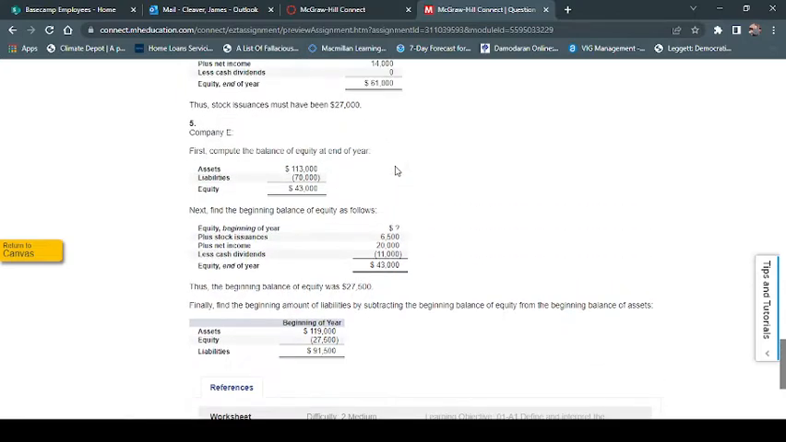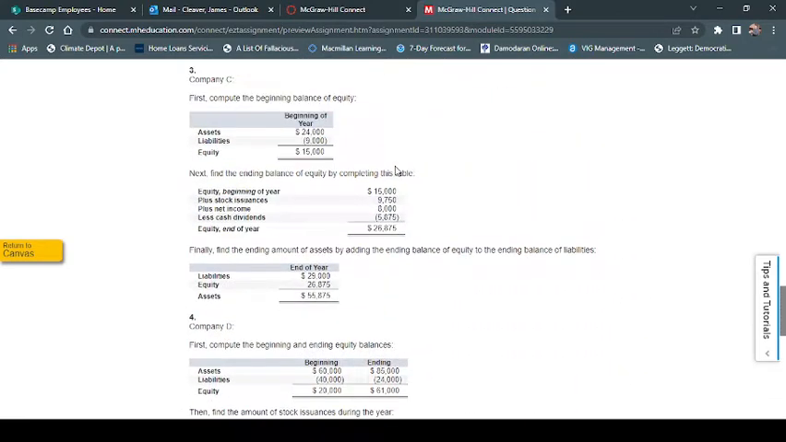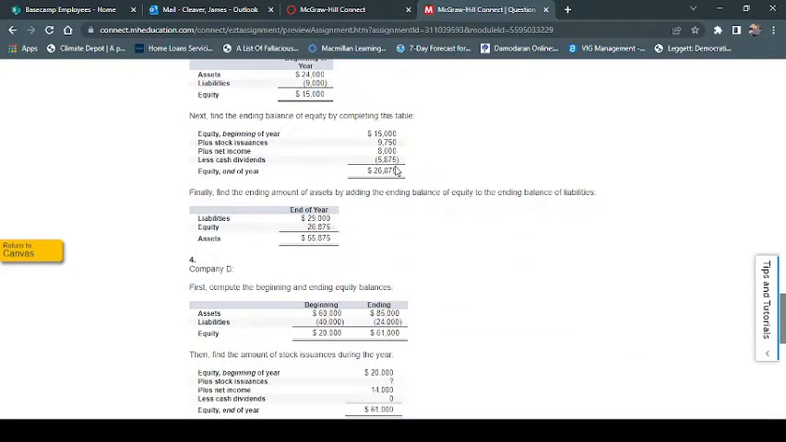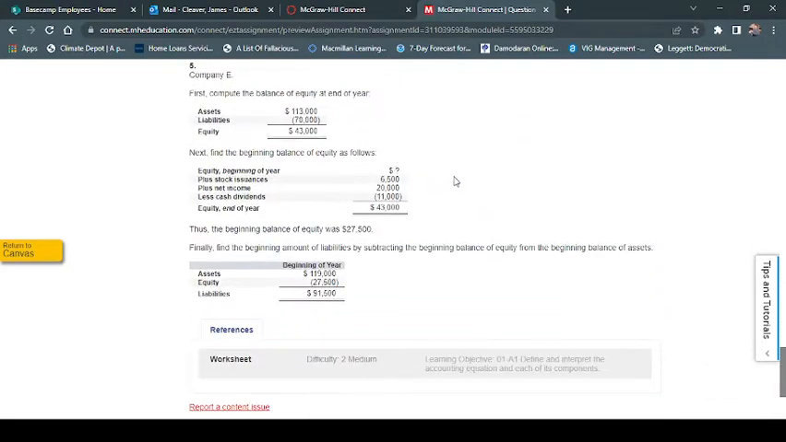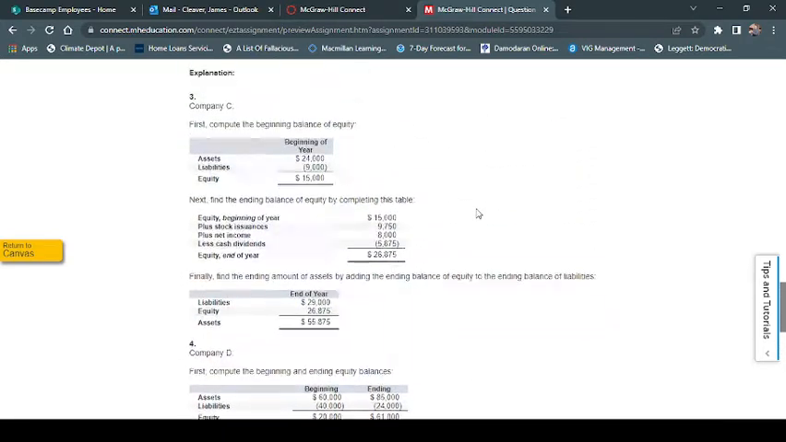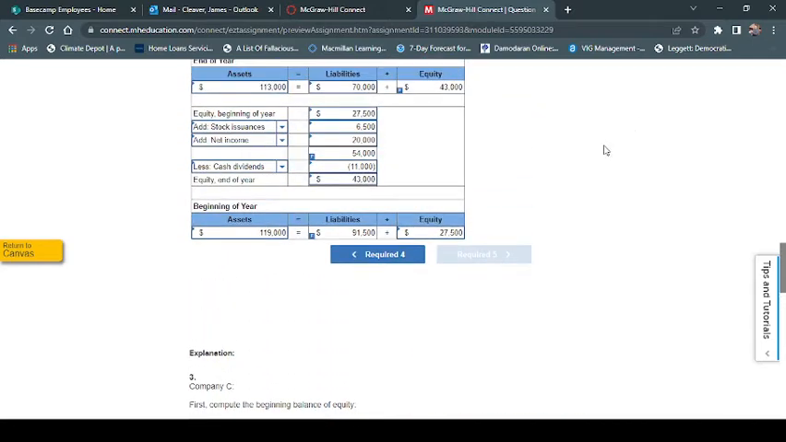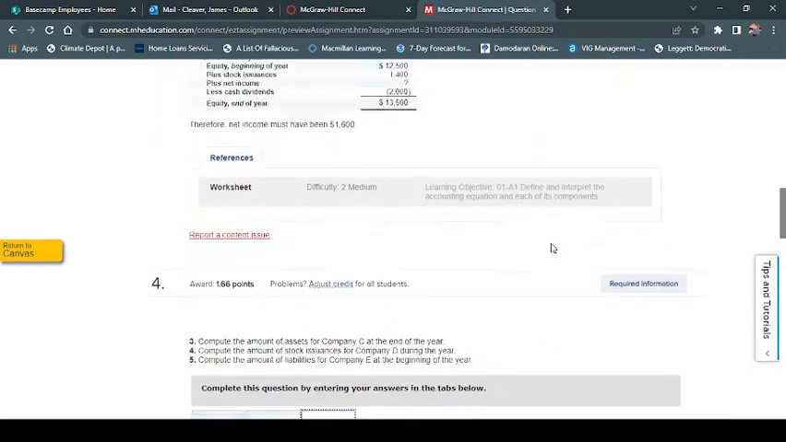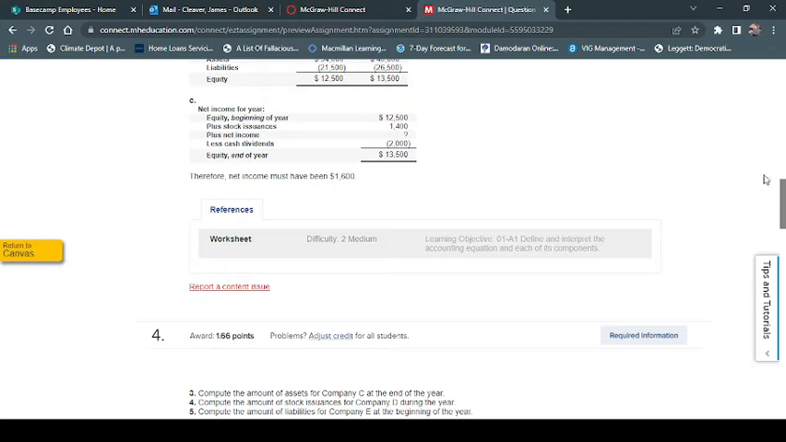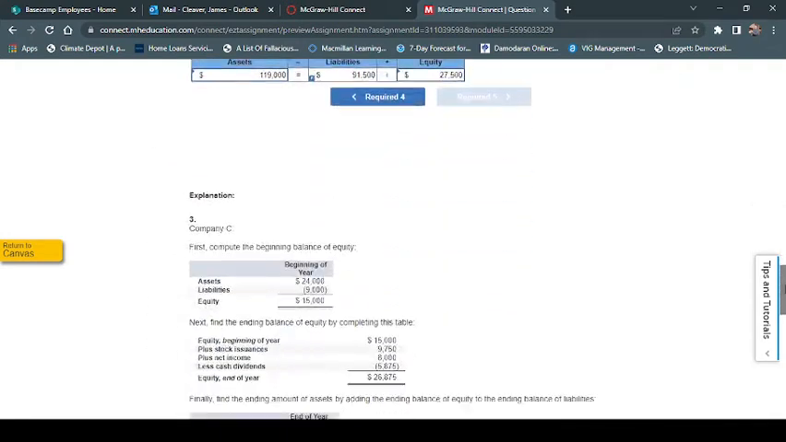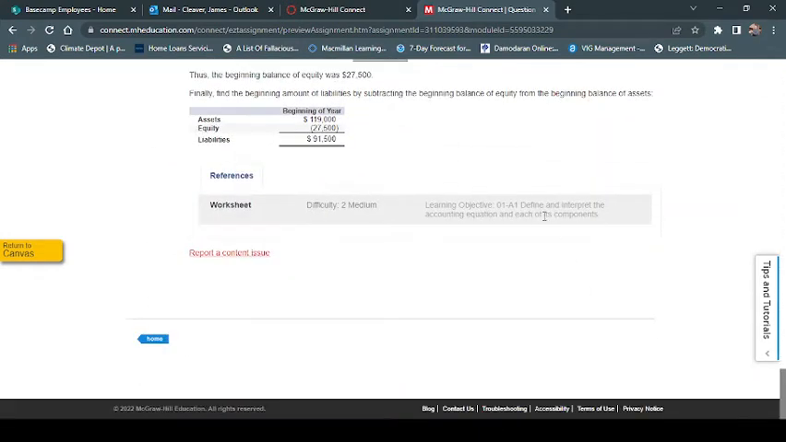Company E, company D, company C. 3, 4, 5. All right, and this one you had to figure out the equity. So that should do it, I hope. You can stop the tape wherever you want on those. So let me see, 3, 4. Yep, that's that.